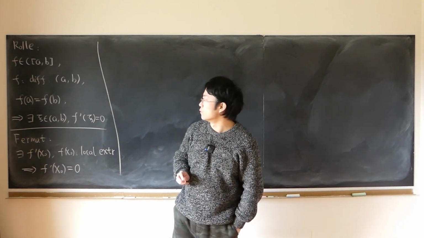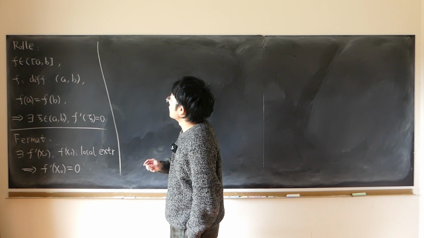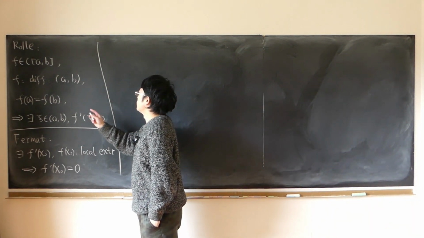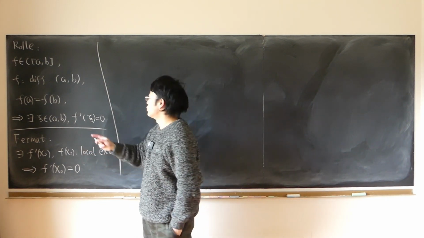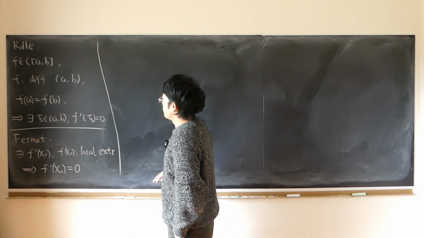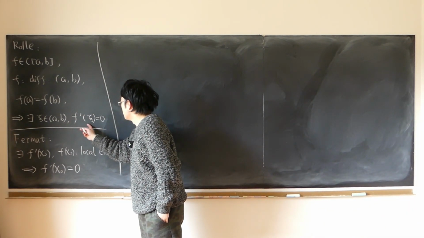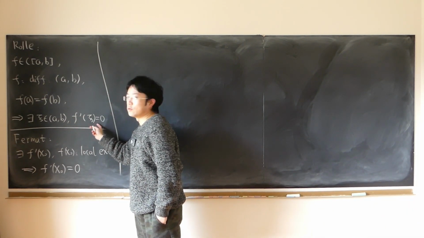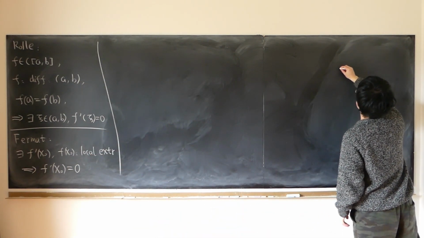In this video, I'm going to prove Rolle's theorem, which says if a function is continuous over the closed interval [a, b] and differentiable over the open interval (a, b), and if the functional values are equal to each other at both edges, then there exists some constant c inside this open interval so that the derivative at this point is equal to exactly 0.